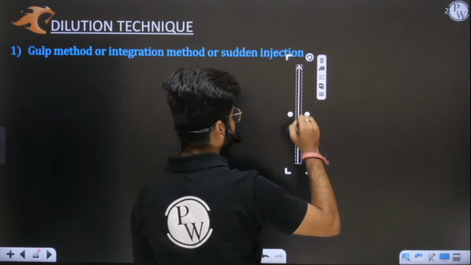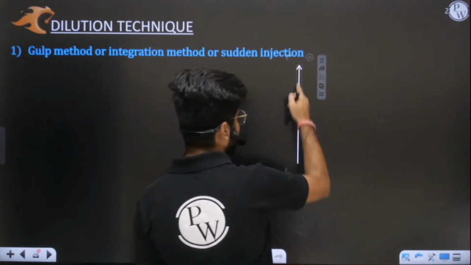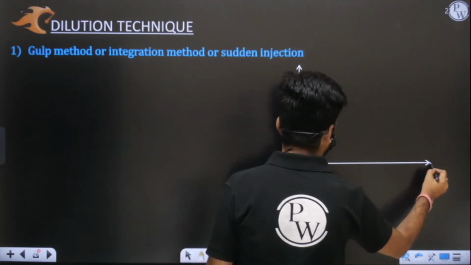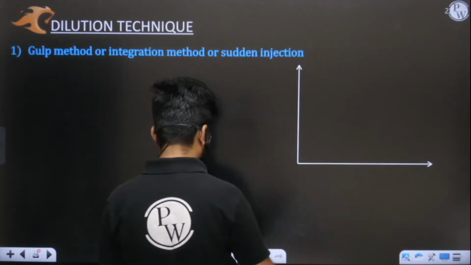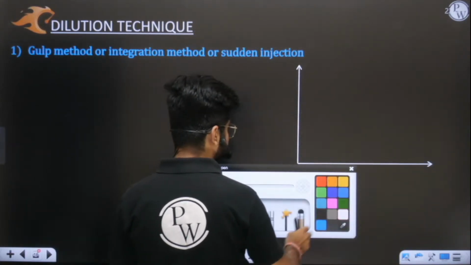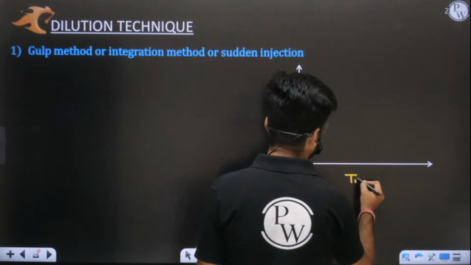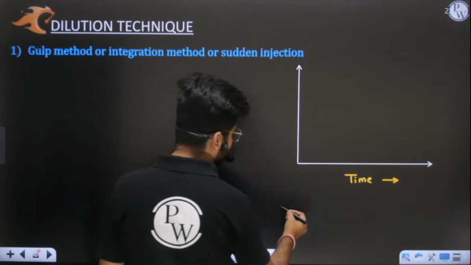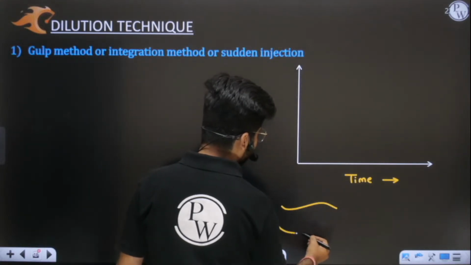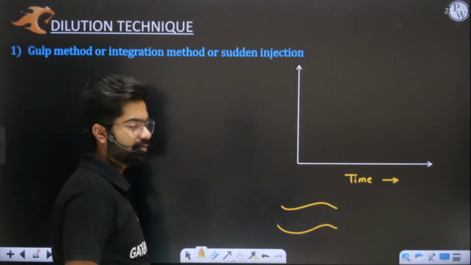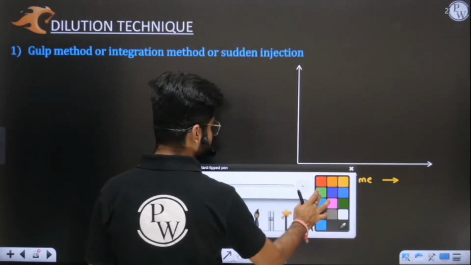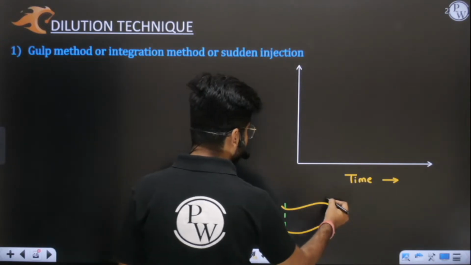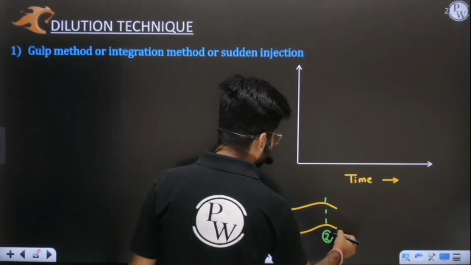So we have a y-axis, and on this y-axis we will write the concentration of the tracer, and on the x-axis we have time. Listen very carefully. Let us say we have a stream, a turbulent river. This is your section 1, and this is your section 2.